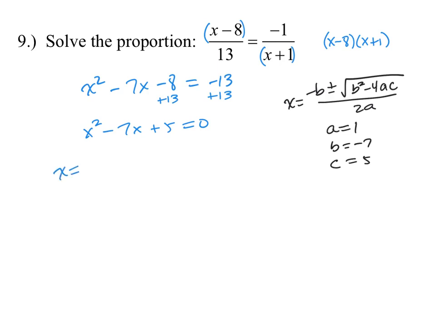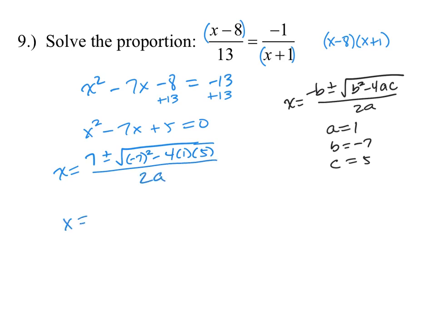So we're going to take the opposite of b. Now the opposite of -7 would be +7. So this is going to be 7 plus or minus the square root of. Now we need to take b and square it. Now be careful here. B is negative. So if we're going to square a negative, you might want to put that in parentheses and write negative 7 squared minus 4 times a is 1 times c is 5, and then all over 2a.